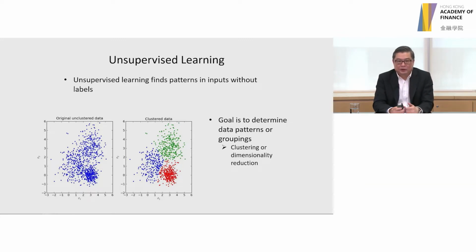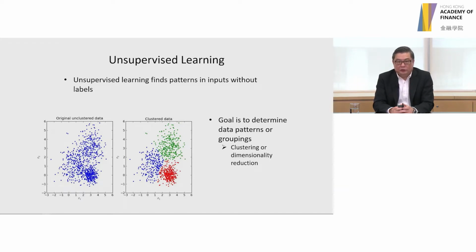So the image on the right-hand side shows that the unsupervised learning algorithm actually identified three clusters, represented by the green, the blue, and the red.